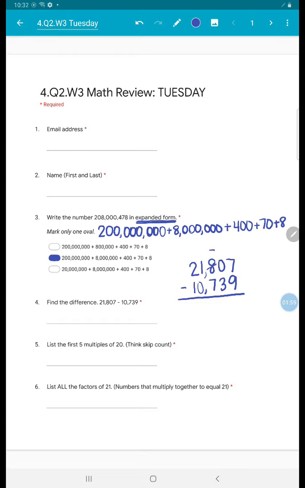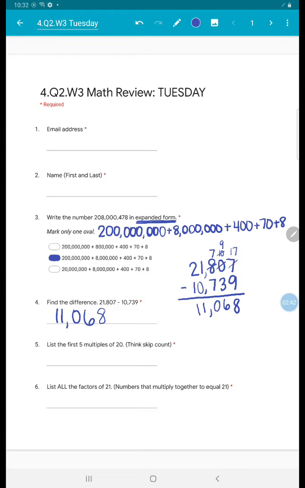So that leaves me with 7 hundreds. Okay, 7 hundreds equals 10 tens. But I need to use one of those tens, so that leaves me with 9. So I'll make that 1 ten into 10 ones plus the 7 I already have makes 17. 17 minus 9 is 8. 9 minus 3 is 6. 7 minus 7 is 0. 1 minus 0 is 1, and 2 minus 1 is 1. So the answer is 11,068.